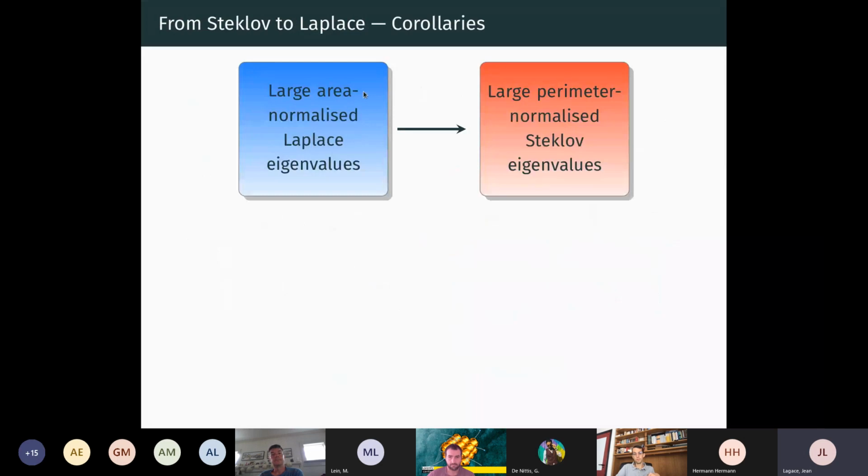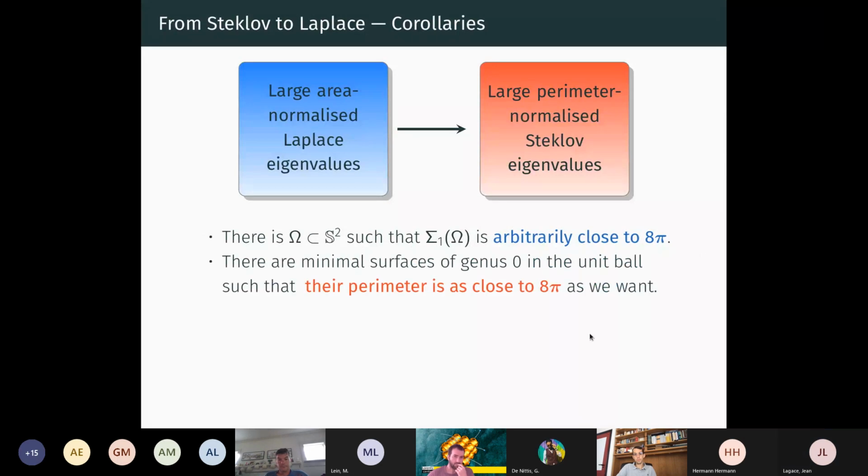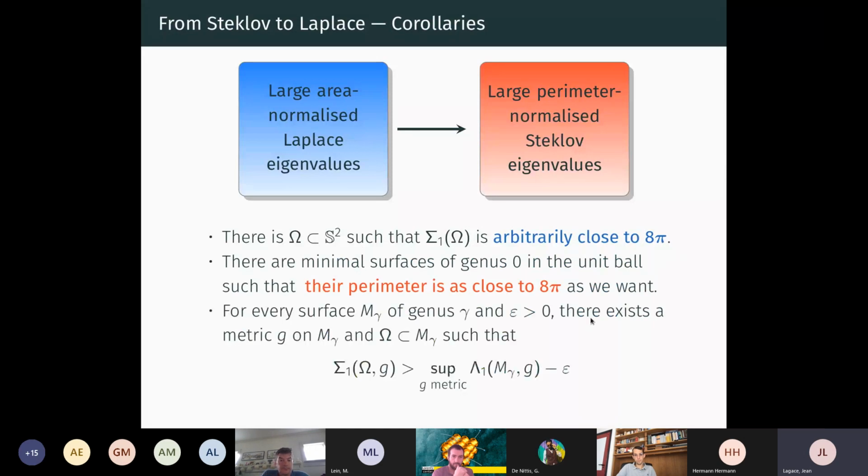Now, again, this means that large area normalized Laplace eigenvalues imply large perimeter normalized Steklov eigenvalues. And we've won. The first theorem I told you about today was Hersch's theorem. The largest Laplace eigenvalue on a sphere is 8 pi with the round metric. Well, so I can find a domain in S2 such that sigma 1 is arbitrarily close to 8 pi. There are minimal surfaces of genus 0 in the unit ball with perimeter as close to 8 pi as we want. And in fact, I can do that for surfaces of any genus. I can find a maximal Steklov eigenvalue as close as I want to a maximal Laplace eigenvalue on that specific surface. It's not only on spheres that I can do that.